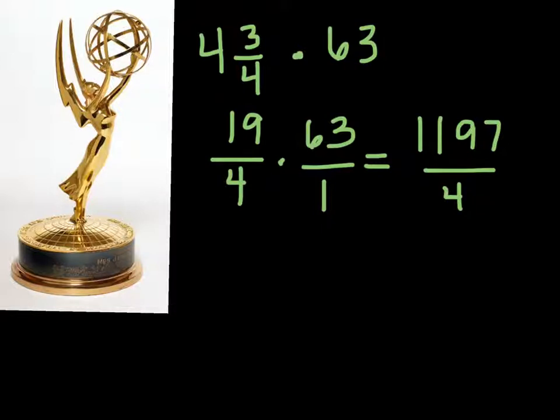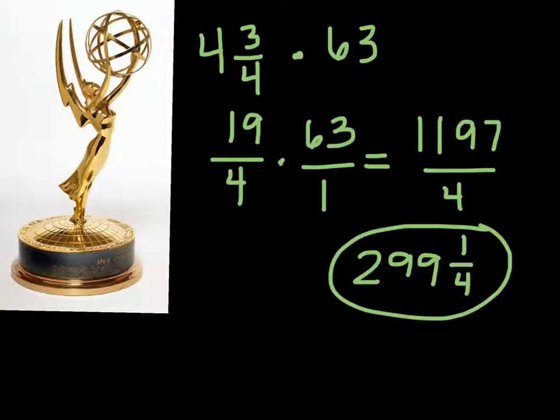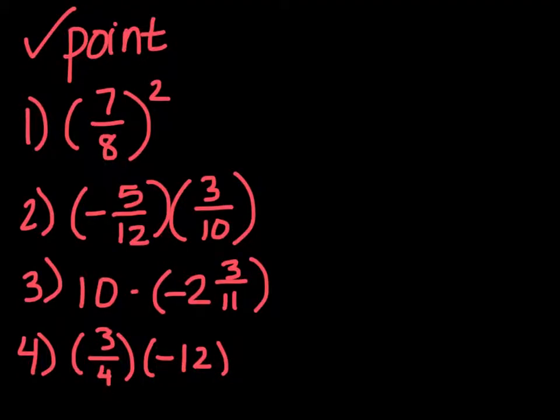Now we need to change this back into a mixed number. So we're going to divide 1,197 by 4 to get an answer of 299 with a remainder of 1, which we place over our 4 to get 299 and 1/4. So the combined weight was 299 and 1/4 pounds. Try these 4 multiplication problems on your own. Watch the signs.